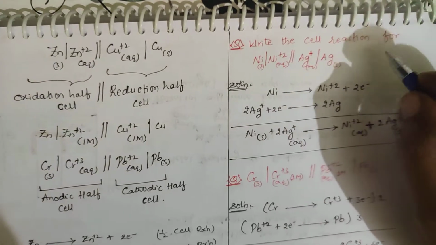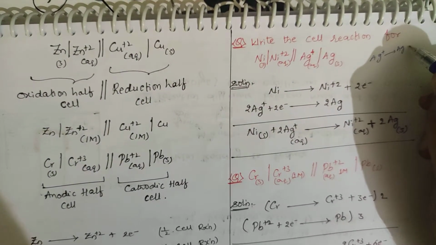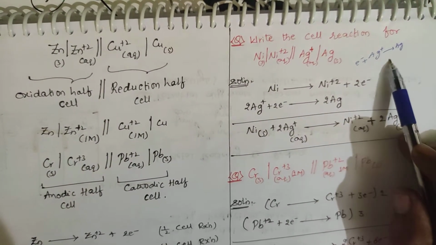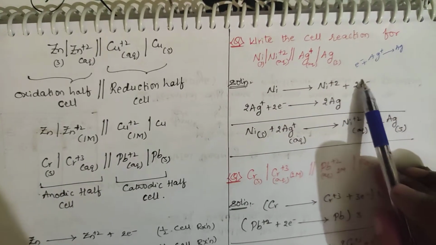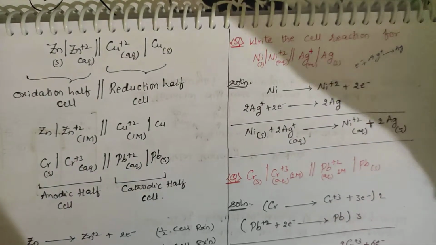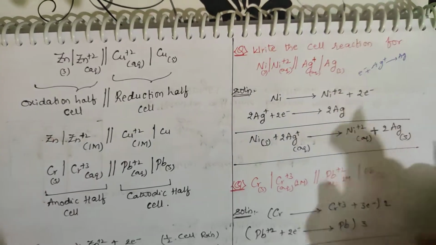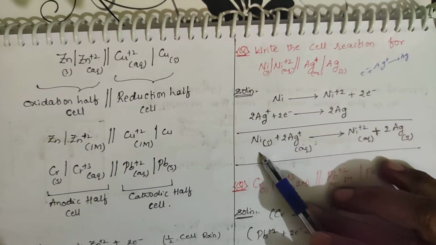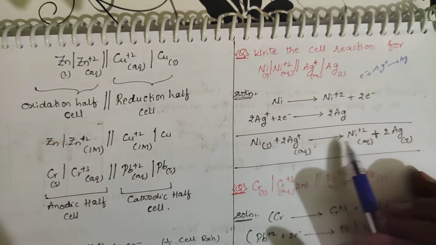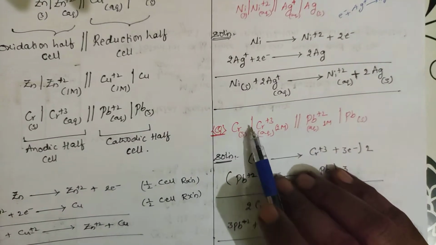Generally the equation will be represented like this: Ag plus plus electron gives Ag. This is the general equation. But you are getting 2 electrons here, so if you take 2 electrons, then it should become 2 Ag. Now it will be balanced, and the 2 electrons will be cancelled. Nickel in the solid state plus 2 Ag plus in the aqueous condition has been converted to nickel plus 2 aqueous plus 2 Ag.